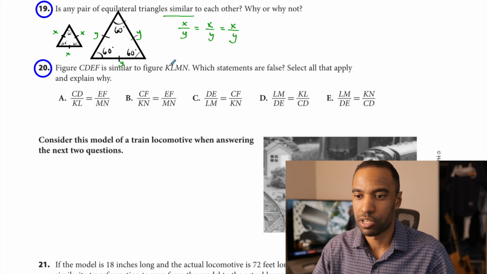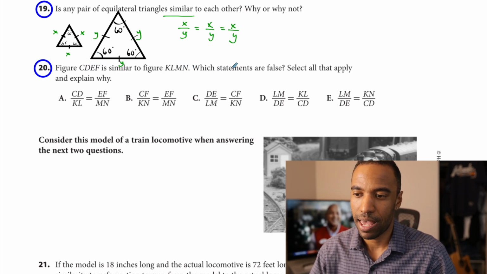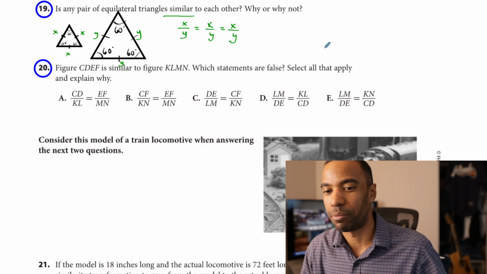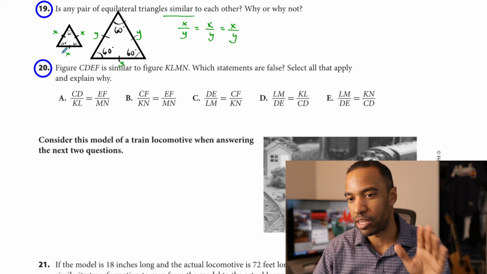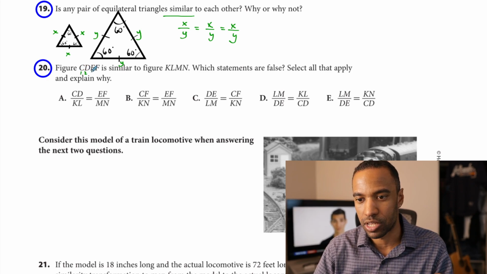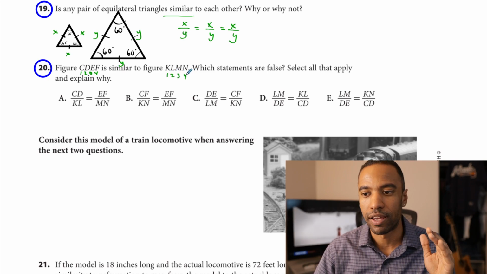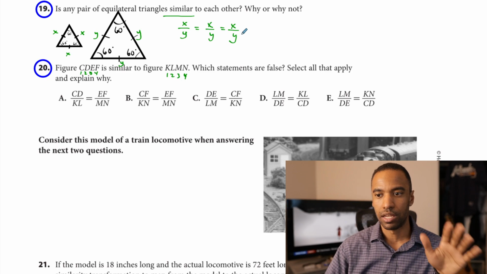Figure CDEF is similar to figure KLMN. Which statements are false? Select all that apply and explain why. My explanation will be based on the numbers, guys. I'm going to say them out loud, but as I give you a good old 1, 2, 3, 4, I'm not going to draw this. As I give you a 1, 2, 3, 4 and a 1, 2, 3, 4, we'll find out which parts don't correspond because of the number order.